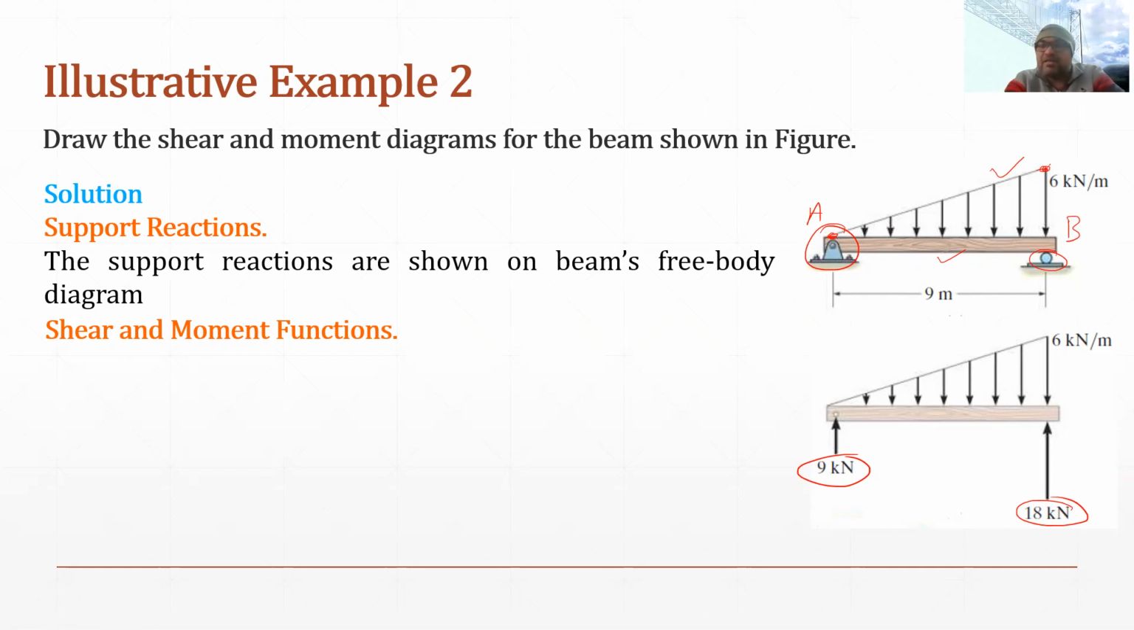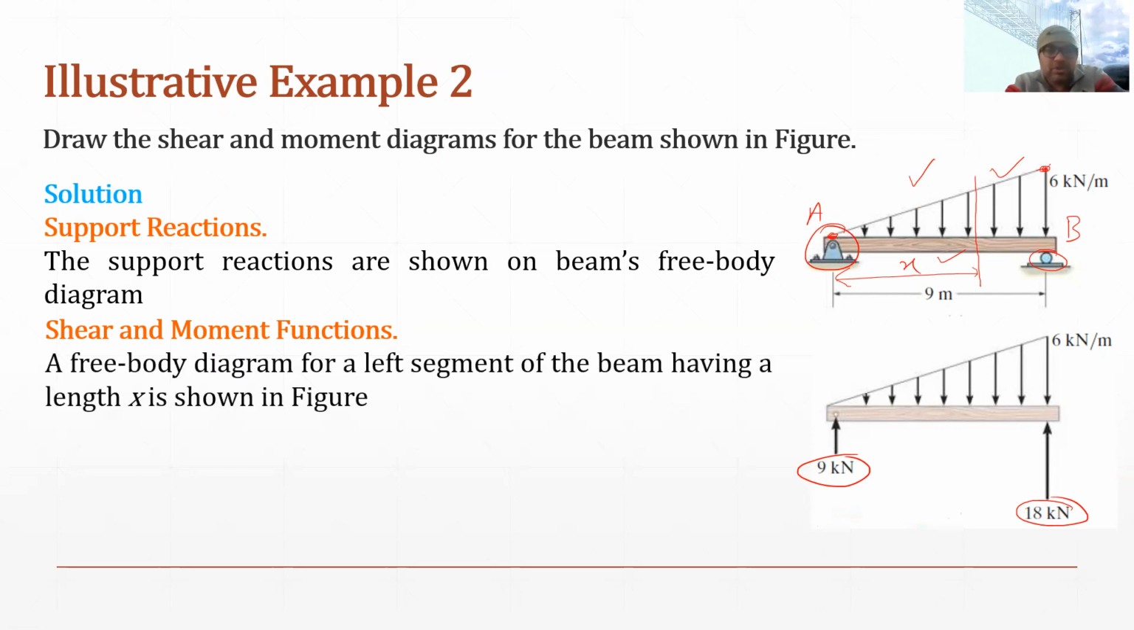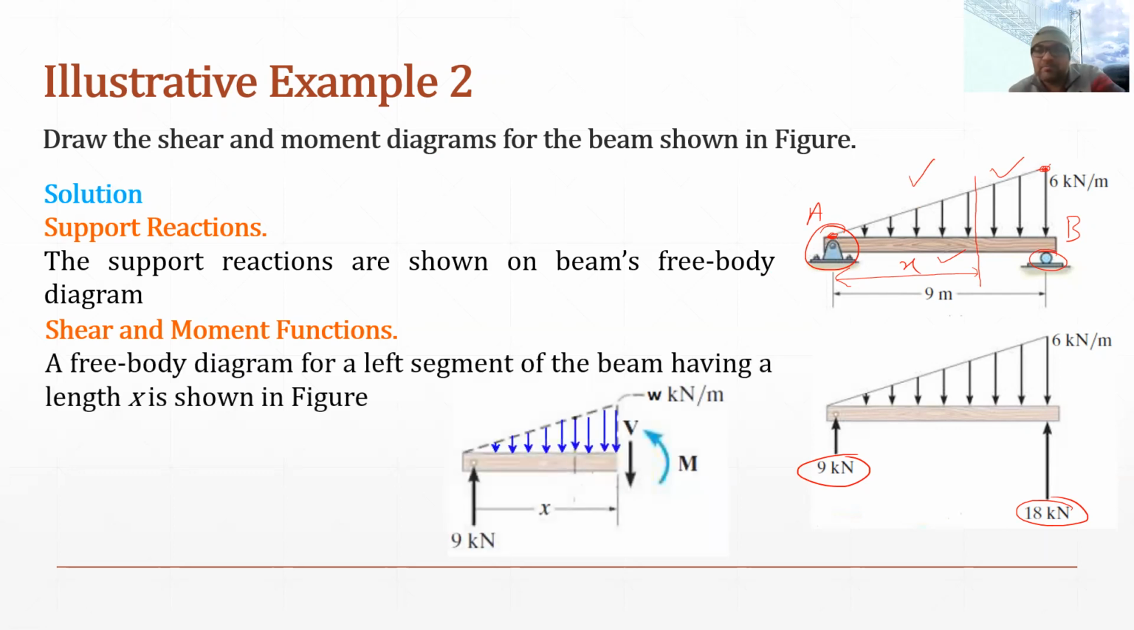As there is a UVL, in this segment, we can cut the section at any arbitrary point, which is at distance X from point A. And then we will make the free body diagram of this segment. So doing so, I will be showing you the free body diagram of the left hand side segment. Here you can see at this point, we don't know what will be the intensity of UVL, and that is why I have named the intensity of UVL as W kilonewton per meter.